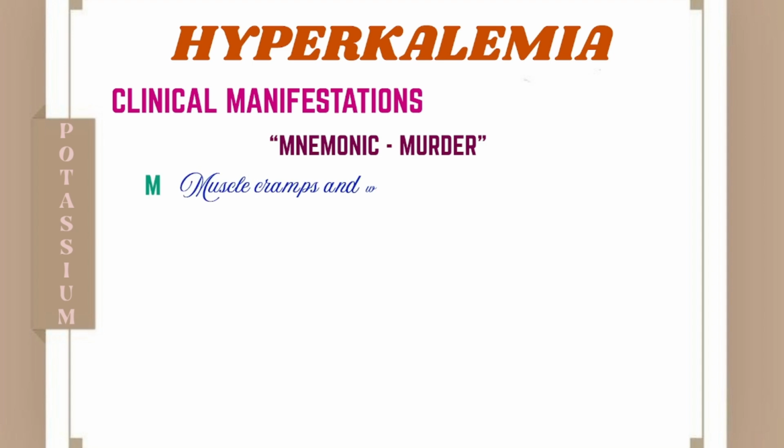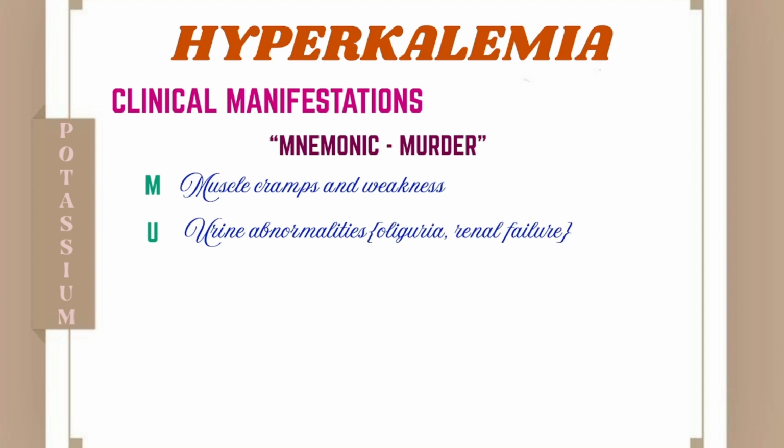M stands for muscle cramps and weakness. High potassium will reduce the excitability of muscles, due to which muscle weakness and cramps will occur. U: urine abnormalities, oliguria, or renal failure. Like if there is renal failure, then potassium excretion is impaired. Urine abnormalities may develop in case of renal failure.